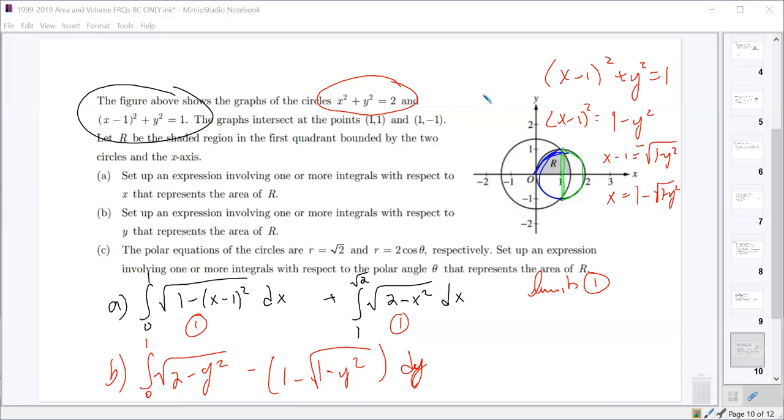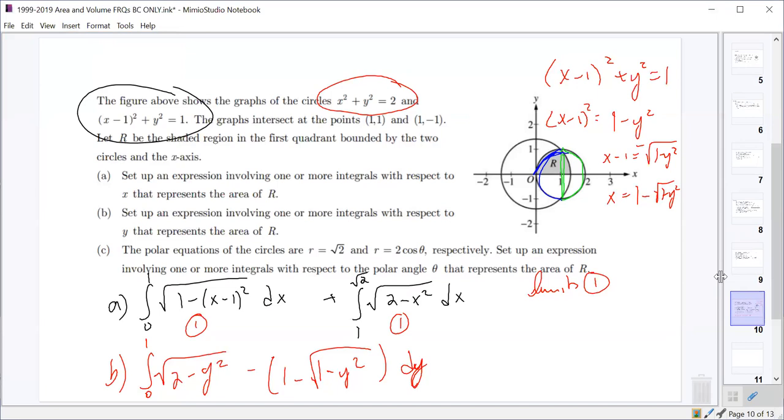All right, any other questions there on B? Looks like they gave you 3 points for that, 2 for the right thing in the integral and 1 for the limits. All right, and then part C gives you the polar equations for them. They want you to use the polar equations to set up a formula to represent the area of that same region.